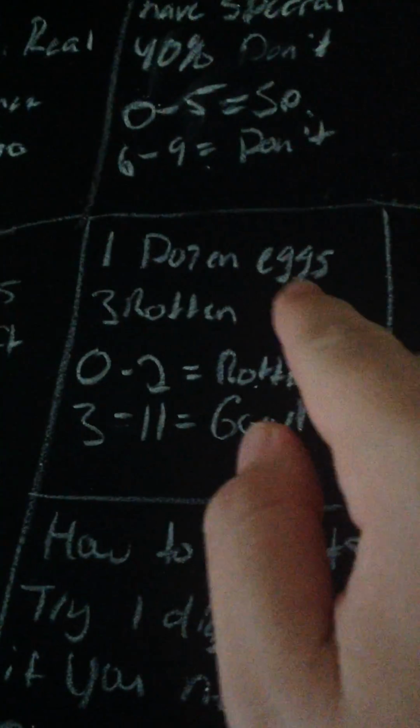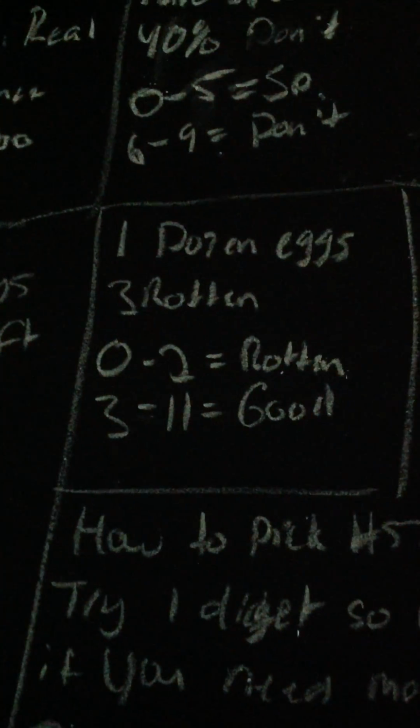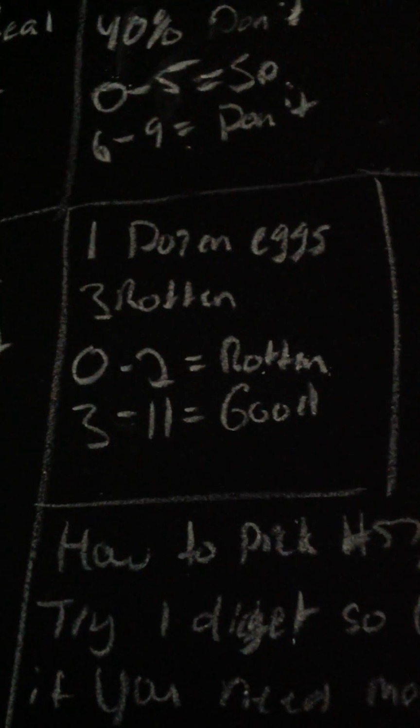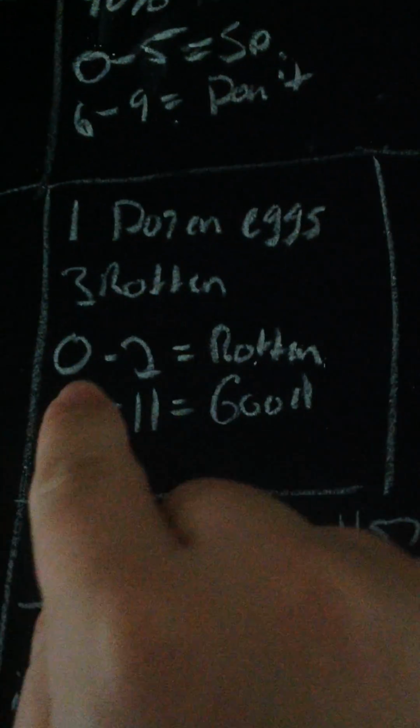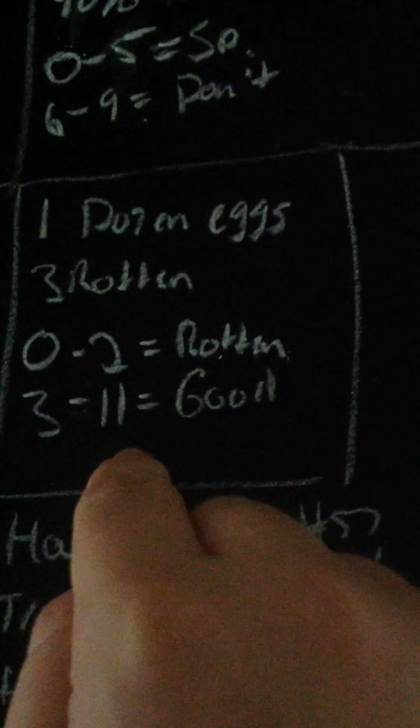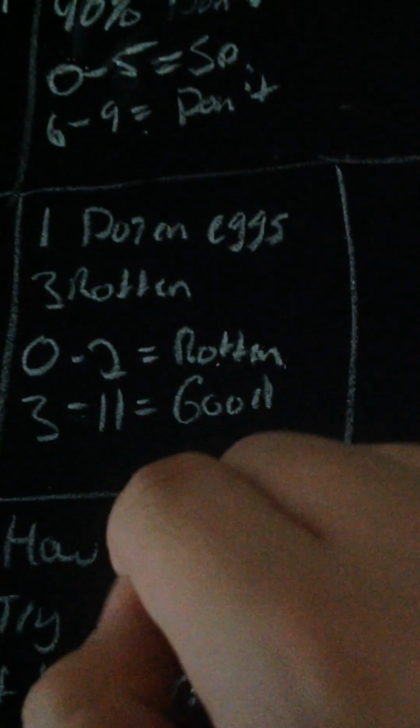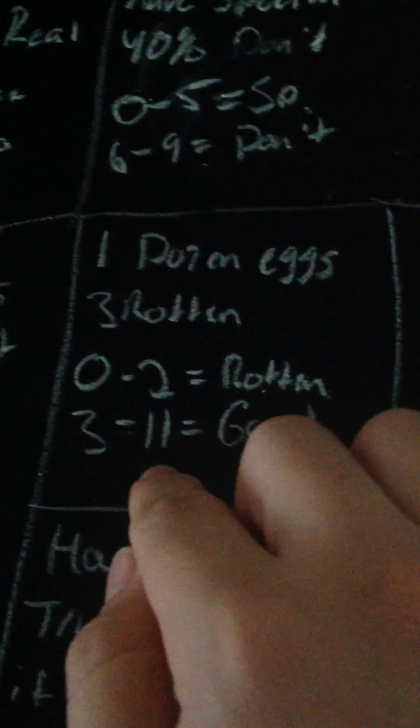The question is: 1 dozen eggs, out of them, 3 are rotten. So how would you solve a question like this? It asks you the probability of the egg that you pick being rotten. You just say 0 through 2 are the rotten eggs, 3 through 11 are the good eggs, because there's 12 eggs in 1 dozen, and you want to start from 0 to 11.